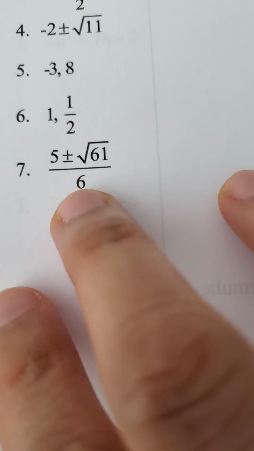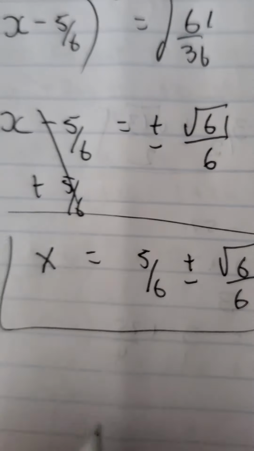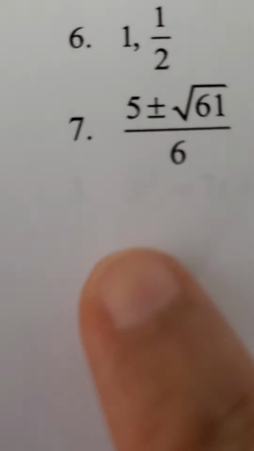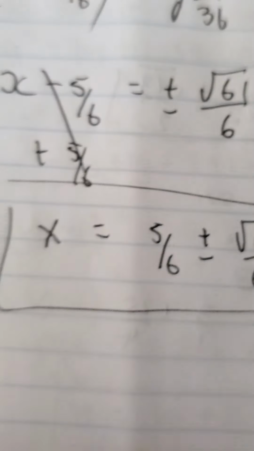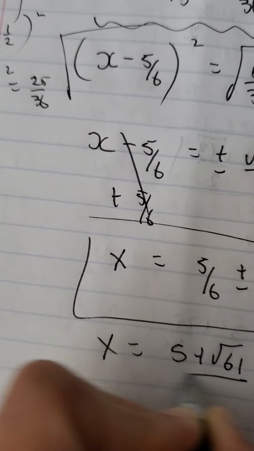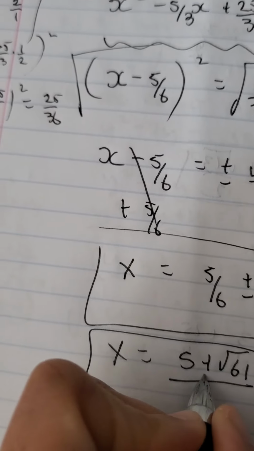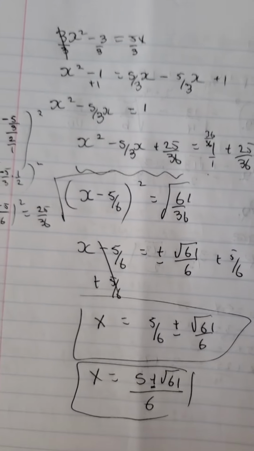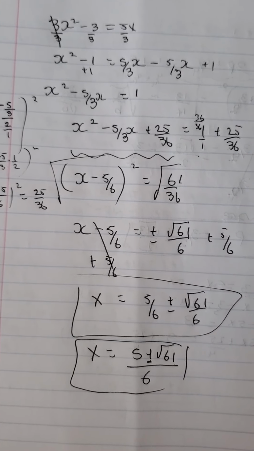And if you don't believe me, here's the solution in your text. Ta-da! And the only reason why it's over 6 is because they share the common denominator of 6. So you can write this also as 5 plus or minus root 61 over 6. All right, guys, that's for completing the square. Whew, that was heavy.